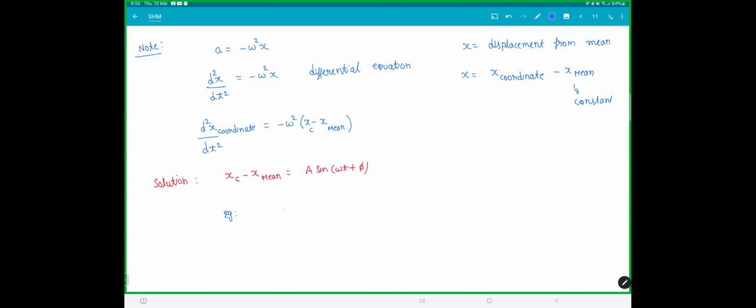For example, let's say you see something like this: d square q by dt square is equal to minus 4 into q minus 3, something of this sort. So for this, the solution will be q minus 3 is equal to some amplitude a into sine omega t plus phi, right? Where this guy is omega square, where omega is equal to 2. Is this making sense, everyone? So for that equation, this is the solution.